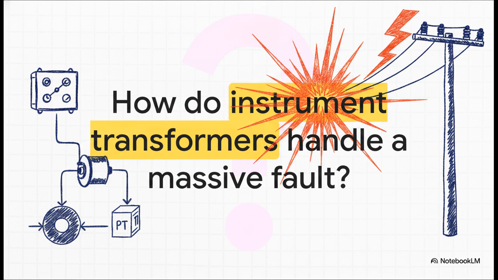But that does leave us with one final, pretty provocative thought. Once your digital relay is perfectly configured with all the right software, how do the physical instrument transformers, the actual devices feeding all this current data into the relay, handle the massive, chaotic violence of a real physical short circuit? We're going to explore exactly how hardware survives that extreme stress in our next explainer.